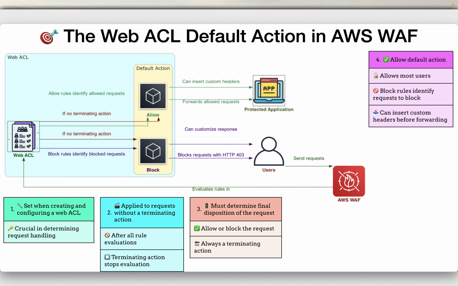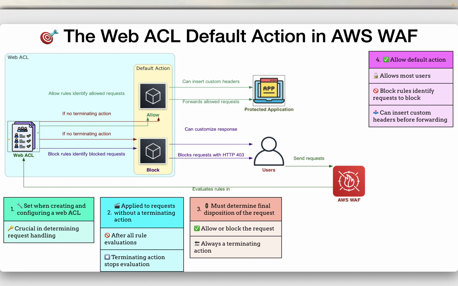If you want to allow most users to access your website, but you want to block access to attackers whose requests originate from specific or specified IP addresses or contain malicious content, choose allow for the default action. Then when you add rules to your web ACLs, add rules that identify and block the specific request you want to block. With the allow action, you can also insert custom headers into the request before forwarding it to the protected resource.